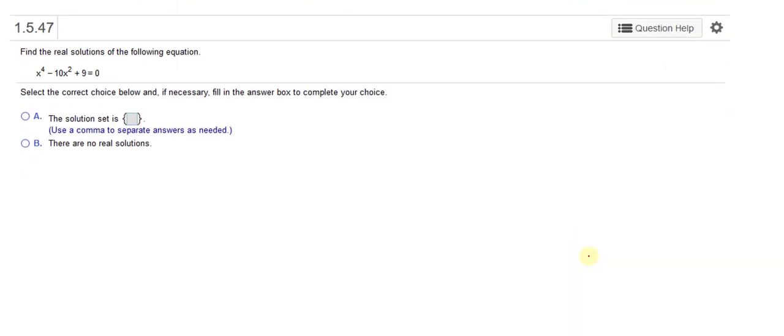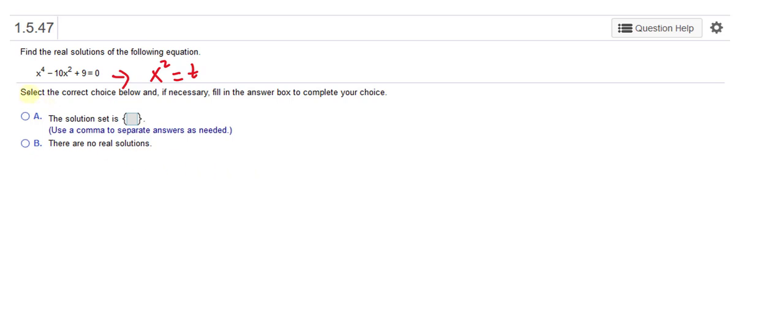Okay, the next question. Also here we are trying to find a real solution, and now we are looking to solve the equation x to the 4th power minus 10 x squared plus 9 equals 0. Now we can use a trick here. Let's put x squared equal t.